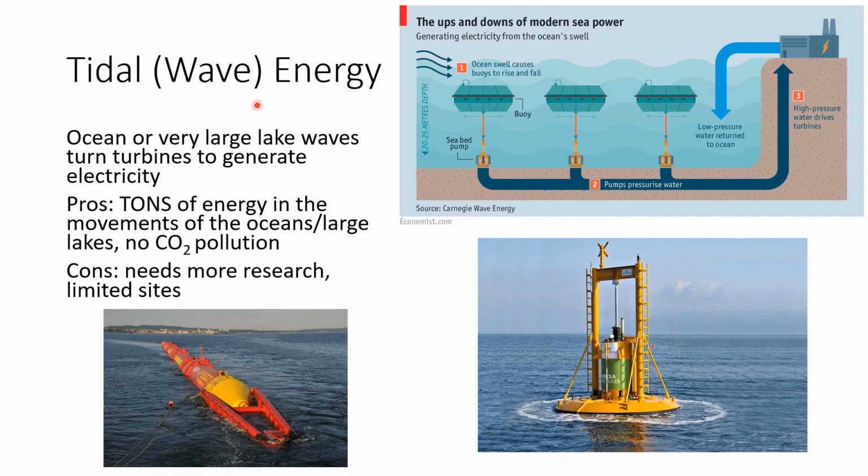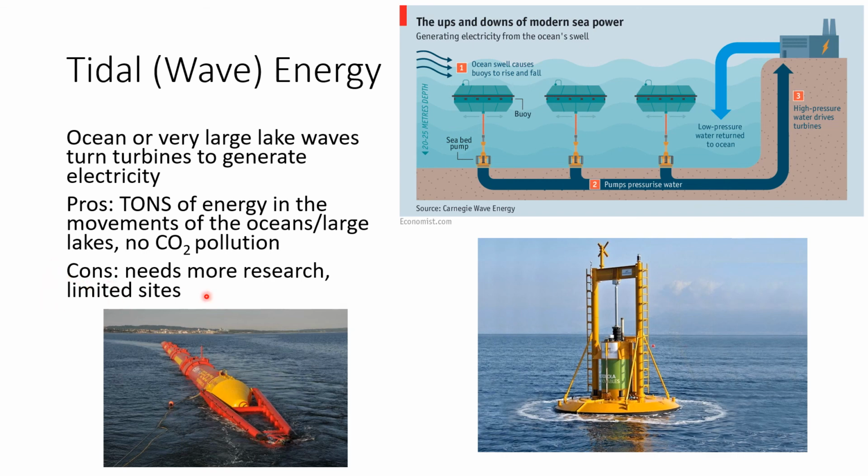Okay, last thing is tidal or wave energy. So this is when you've got waves in an ocean or a really large lake, like the Great Lakes of Michigan, that you can stick these turbine things out in the water, and then the waves flowing through them cause these buoys to move up and down, and you can use that pressurized water to spin some turbines to generate electricity. Pros are that there's tons of energy in the oceans. The waves of the oceans contain an amount of energy that's kind of mind-boggling to humans, and there's no carbon dioxide pollution at all needed or caused by these turbines. There's no burning of anything, so there's nothing nasty coming off of them.